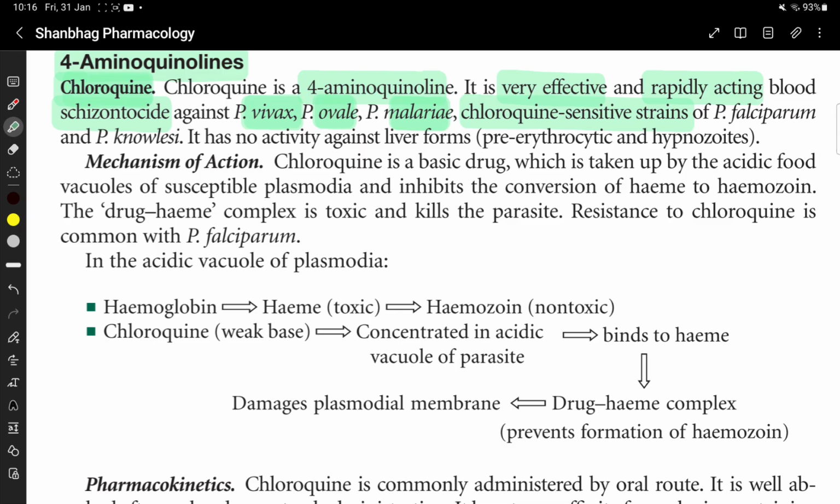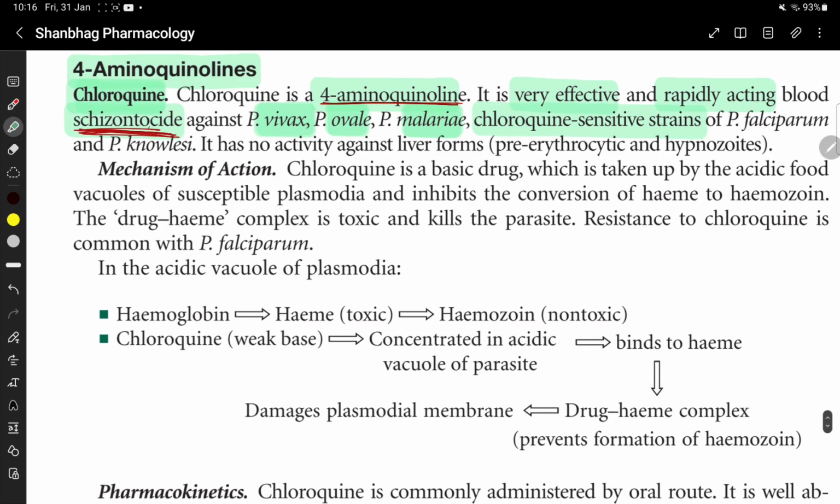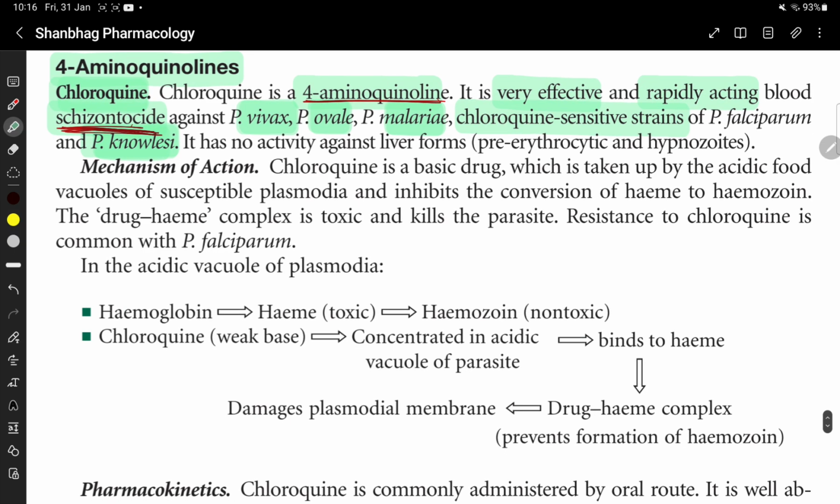It is a very effective and rapidly acting blood schizonticide. It belongs to the class 4-aminoquinoline, and also acts against Plasmodium knowlesi. It has no activity against the liver forms, that is the pre-erythrocytic stage and hypnozoites.